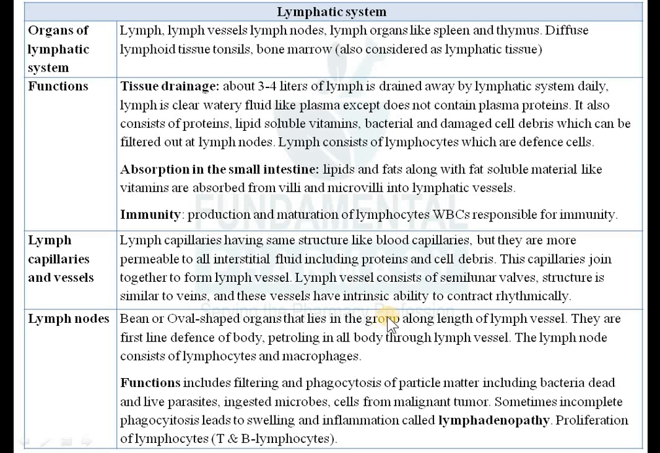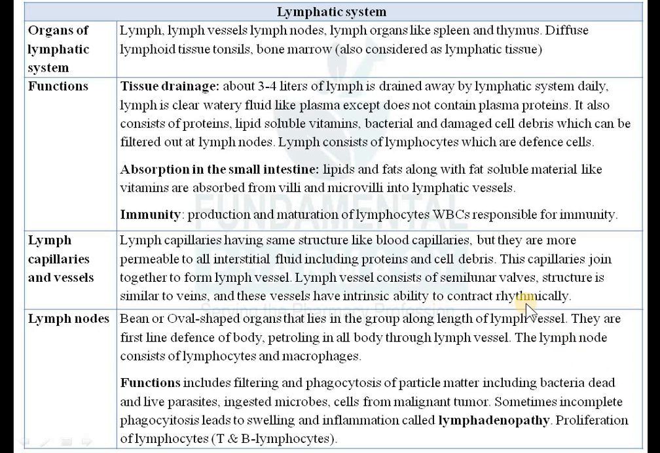Now you might have one doubt in your mind. If there is no pump involved in the lymphatic system, then how is lymph collected? Okay, so how is lymph collected? So these lymphatic vessels have a smooth muscle layer. Okay, inside the vessel there will be a smooth muscle layer which has an intrinsic ability to contract rhythmically.